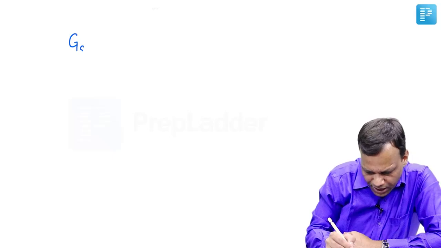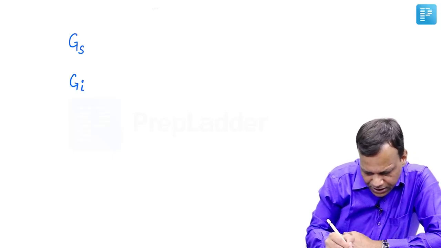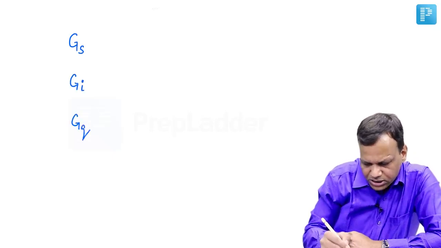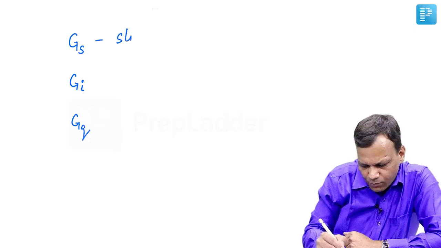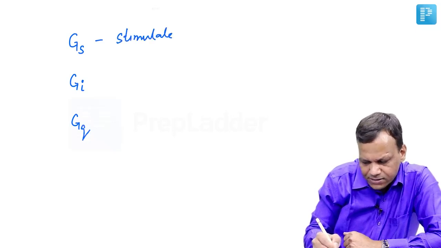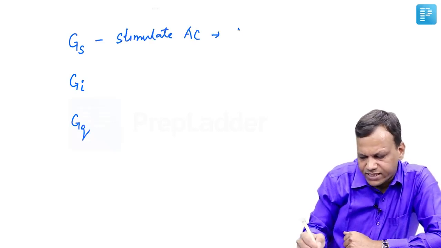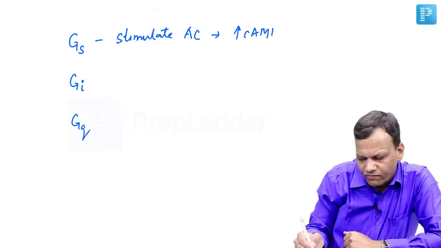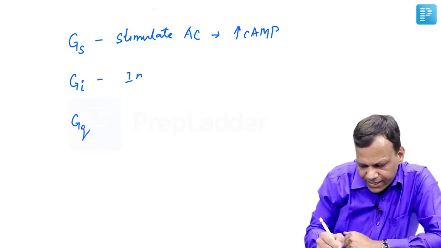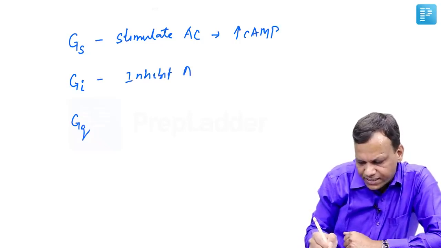The important G proteins you need to remember are GS, GI and GQ. GS will stimulate an enzyme called adenylate cyclase. When this enzyme is stimulated, it will increase cyclic AMP. Whereas GI will inhibit adenylate cyclase. So that will decrease cyclic AMP.